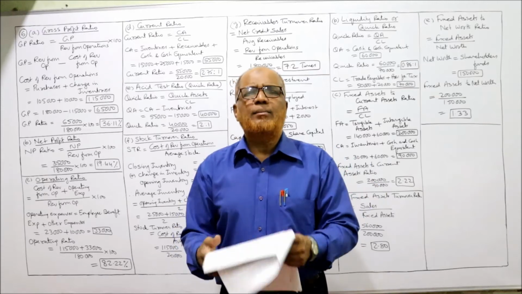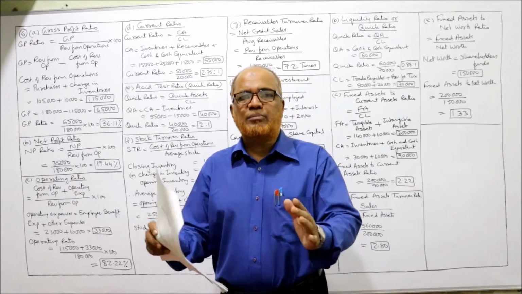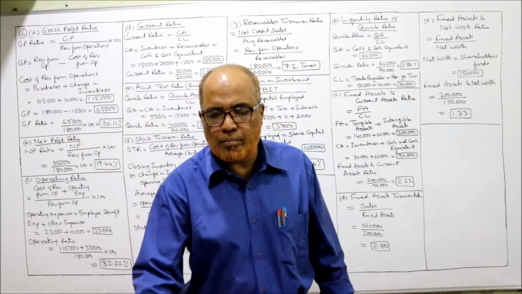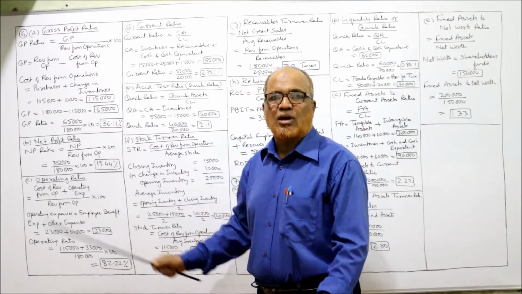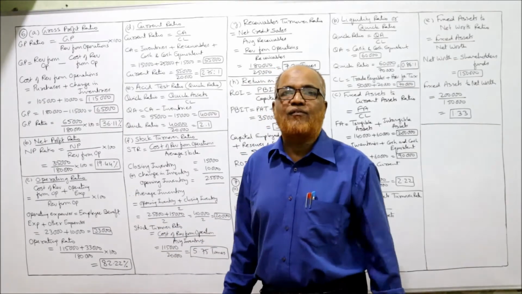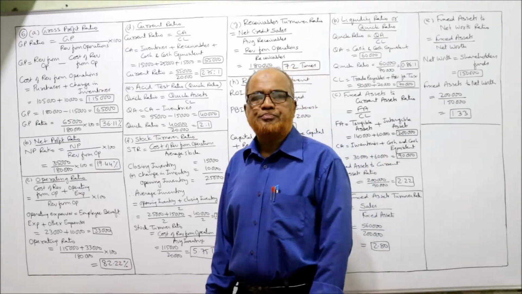Now complete information is given regarding the statement of profit and loss and the balance sheet. From this we have to calculate so many ratios. Now first of all, we calculate the ratios one by one. The only thing you have to remember is the formula. First one, very easy, gross profit ratio.